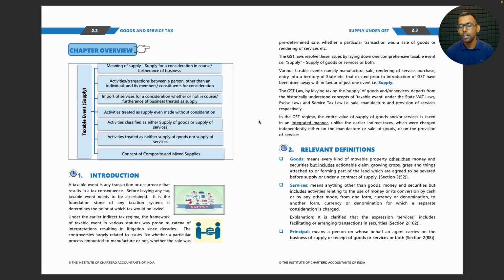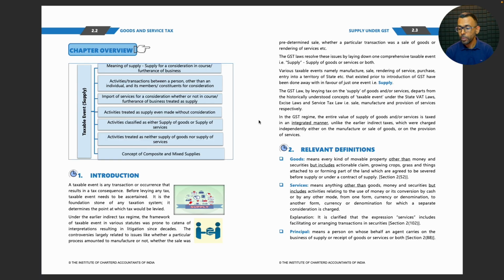Let's do this anyway. Goods means every kind of movable property other than money and securities, but includes actionable claim, growing crops, grass, and things attached to or forming part of the land, which are agreed to be severed before supply under a contract of supply. Section 2, clause 52.